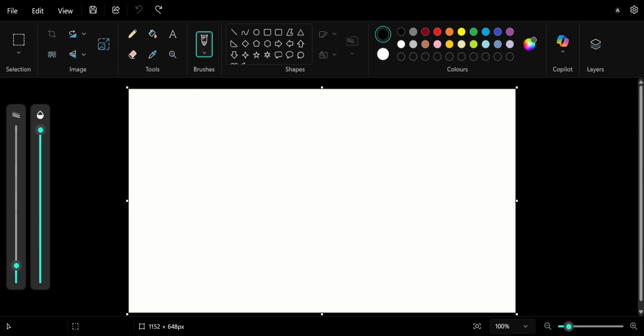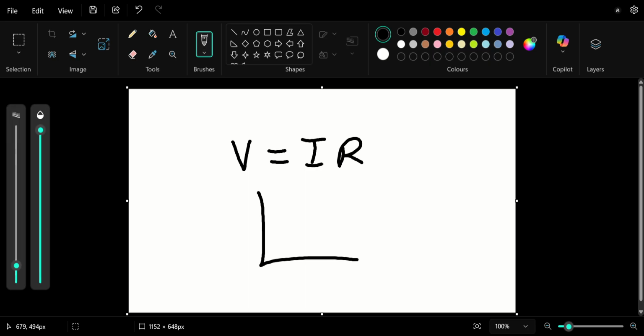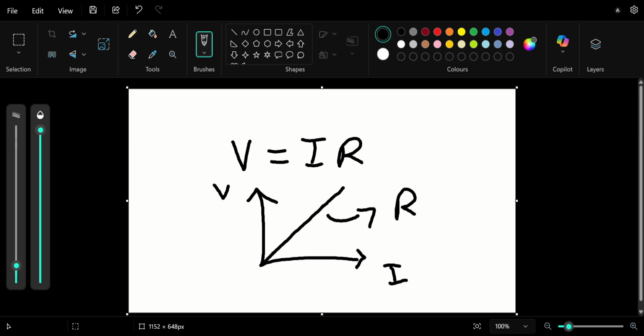Today we're going to be looking at Ohm's law. V equals IR. Essentially, on a graph, this would display that the voltage and the current is directly proportional, a straight line, a straight gradient. And this would be a constant, and that constant is the resistance of whatever component we're looking at.